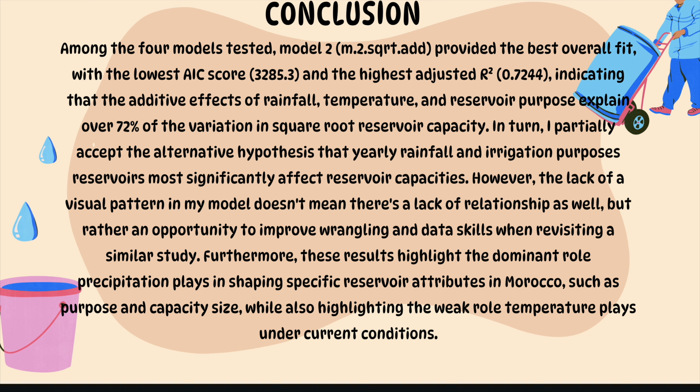And my takeaways are that from this model, irrigation purpose reservoirs most significantly affect the capacities, as well as rainfall, yearly rainfall coming up in second place. However, I feel like this is not all in all true in reality because of my uneven sample size for the categorical variables. But all in all, I'm glad that I was in some way able to highlight the dominant role that precipitation plays in shaping reservoir attributes in Morocco and deciding their purpose, capacity, size, and what regions, I guess, need these reservoirs most.